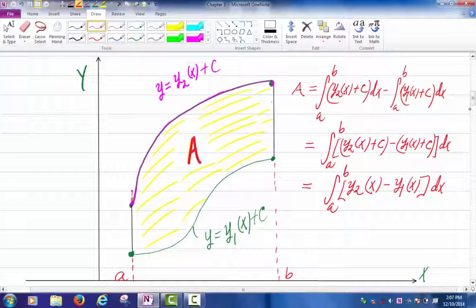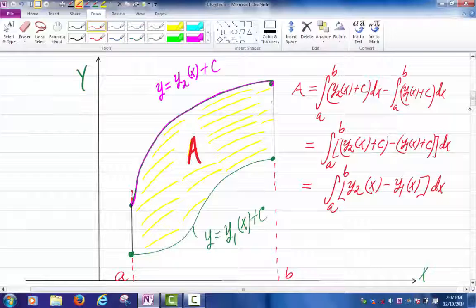What is that? Well, that's the integral from A to B of y2 of x plus c, right? That's what we learned from chapter 4. And what is the area below y1? What is the area below y1 above the interval from A to B? Well, that area is also the integral from A to B of y1 plus c, right? So now I can find the area of the yellow region by using the concept from chapter 4. Now, these two integrals, they have the same limits of integration. I can put them into one.